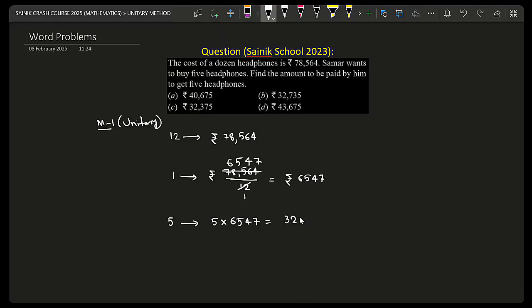32,735. That means option B, 32,735 rupees. Which option is correct? Sir, B. Option B is correct. Yes, very good. And I want any other method from other students.